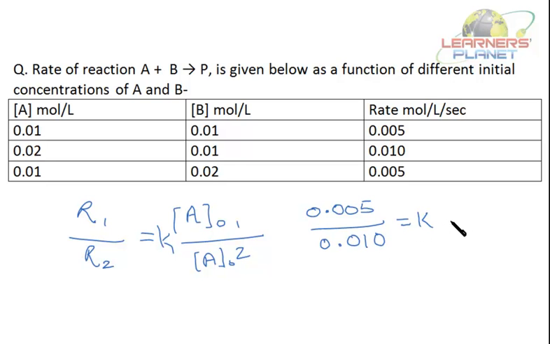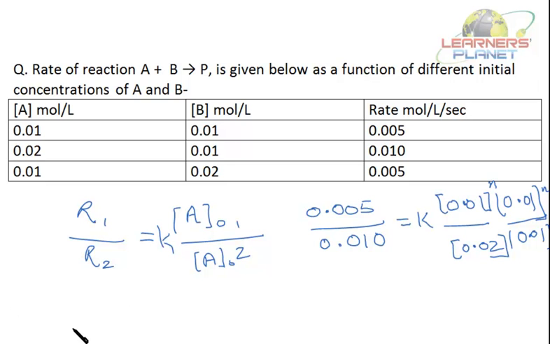And what is the initial concentration of A? It's 0.01 divided by 0.02, and for B it's 0.01 and 0.01, right? That is 0.01 raised to the power n, divided by 0.01 raised to the power m, right? Now whatever is the change in the rate is due to the change in concentration of A.